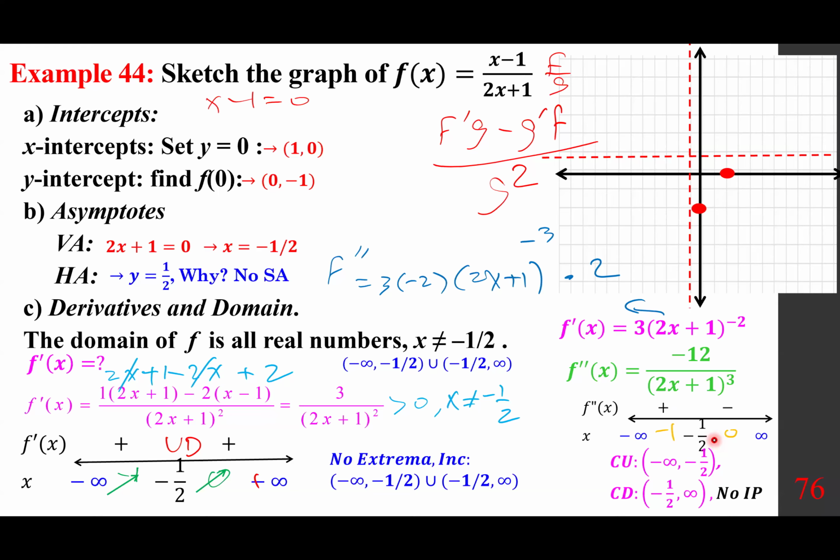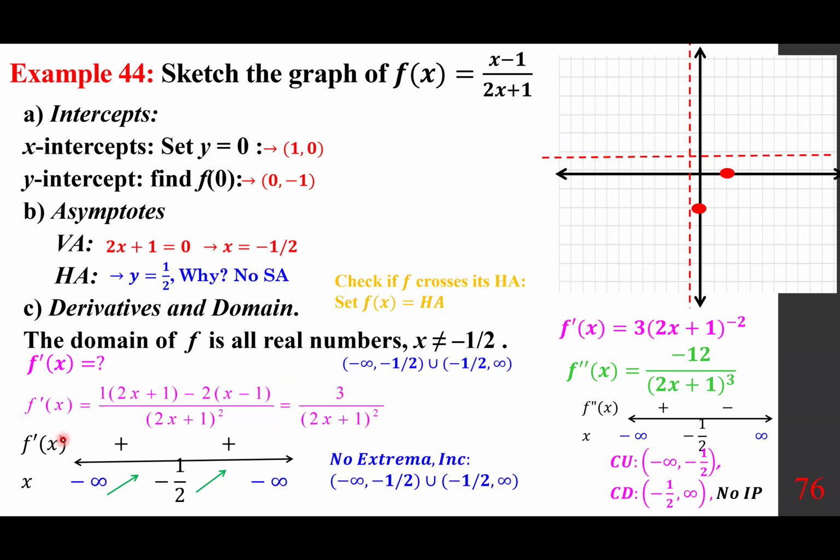Now, we have to always check to see if the function crosses the horizontal asymptote. You set the function equal to the horizontal asymptote. The horizontal asymptote was 1/2. This function equals 1/2.